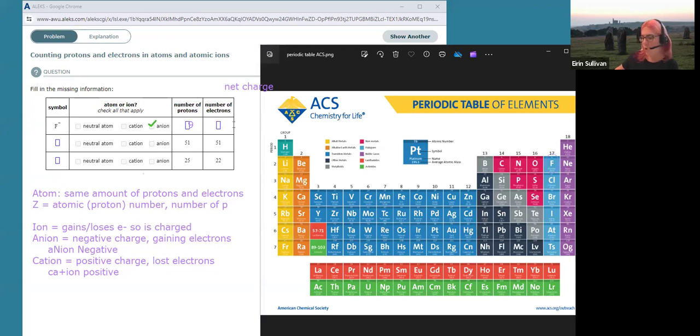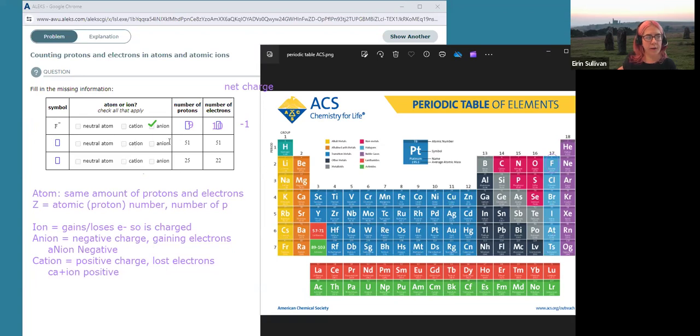If fluorine has 9 protons and a -1 charge overall, it must have 1 additional electron. So we have a net charge of -1, so it must have 9 plus 1, which is 10 electrons. Just make sure we end up with the right net charge: +9 minus 10 gives me an overall net charge of -1, which matches the symbol on that anion.